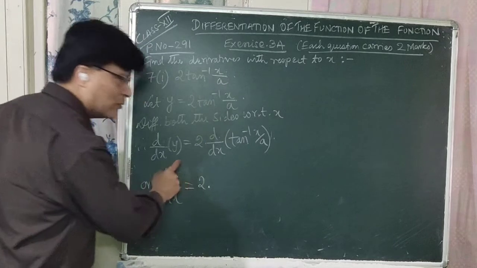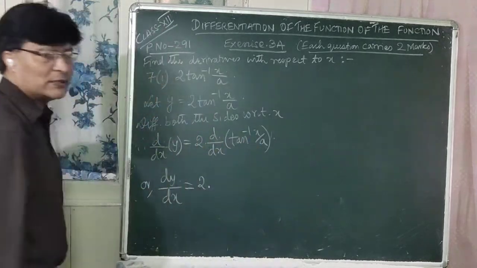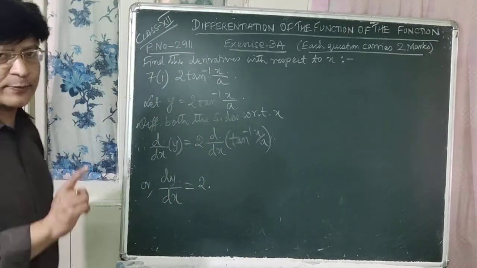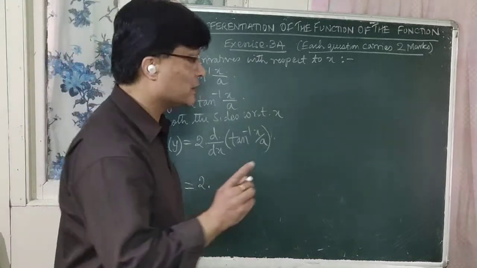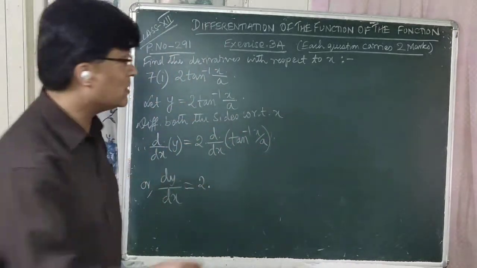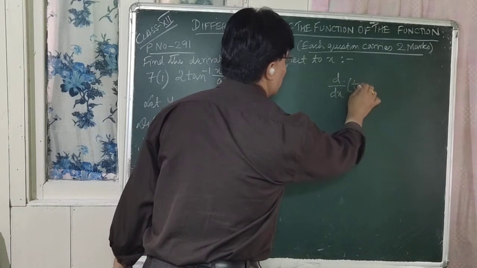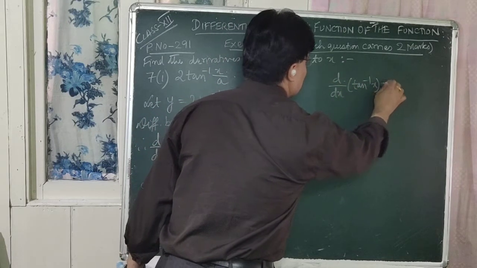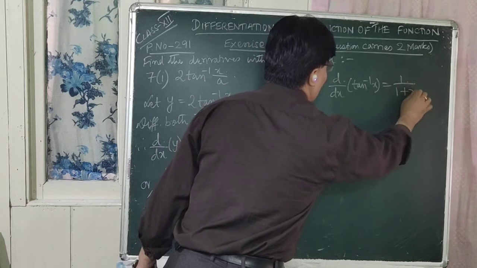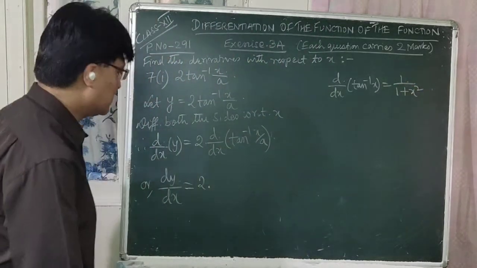Now, what is the differentiation of tan inverse x with respect to x? You know the formula, isn't it? It is 1 upon 1 plus x square. You know this formula, isn't it? That is d by dx of tan inverse x is equal to 1 upon 1 plus x square, right?